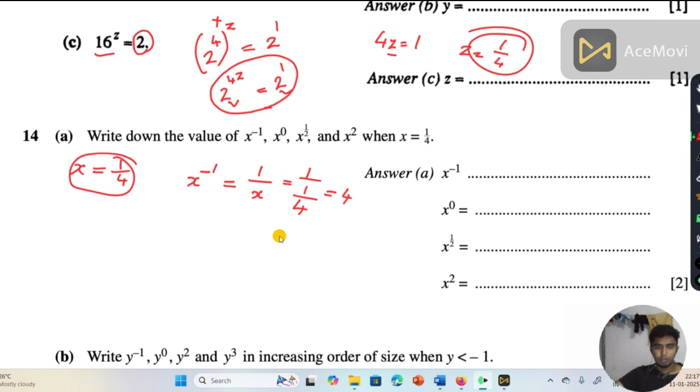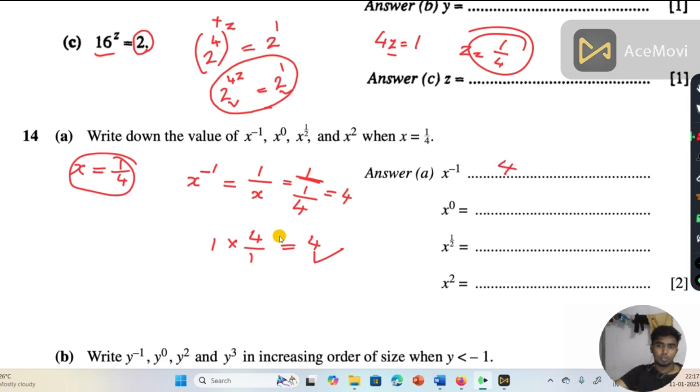You know how 1 over 1 by 4 is equal to 4? Because this division we can change to multiplication, and 1 by 4 becomes its reciprocal, 4 by 1. 1 into 4, the answer is 4, and no need to write it by 1 because we know 4 divided by 1 is 4. So this is the answer of the first question, 4.